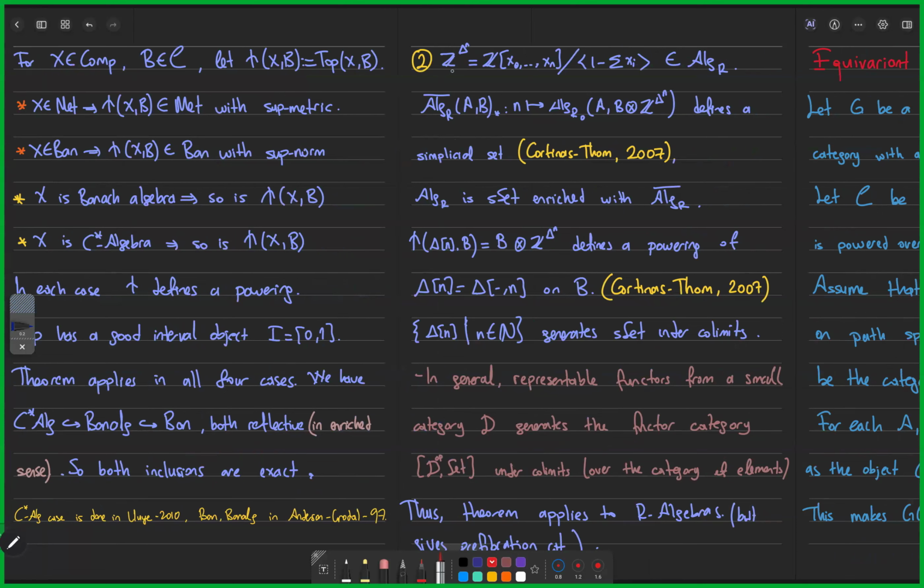First, we can define, okay, Cortiñas and Thom defined in 2007 an R-algebra like this. This is the polynomial algebra quotient out by this. And by using this, they define a simplicial set enrichment, where the hom objects, the simplicial sets at nth level, are defined as the set of algebra maps from A to B tensor Z to the delta n.